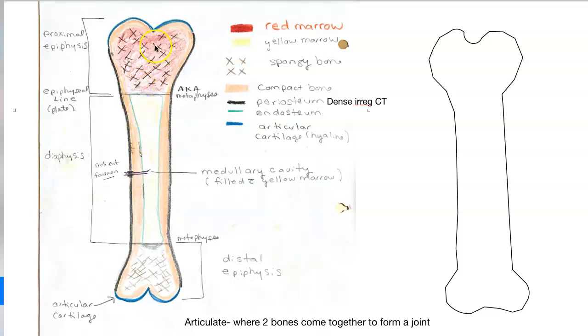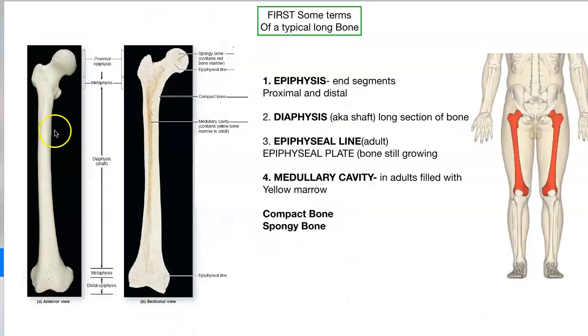Obviously, it's not going on the inside of the bone. It's on the outside of the bone. So this bone here would be covered in periosteum. The periosteum is long gone since it's dead, so it's not on this bone. Remember periosteum? This is going to be dense irregular connective tissue.